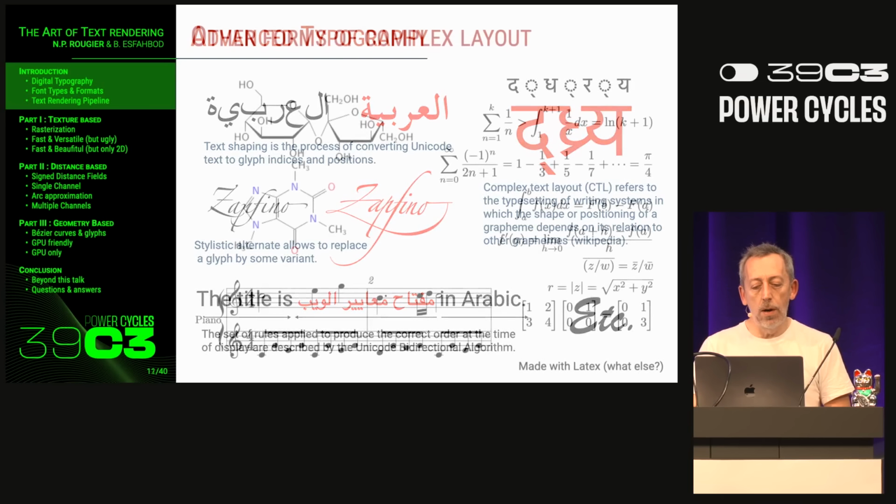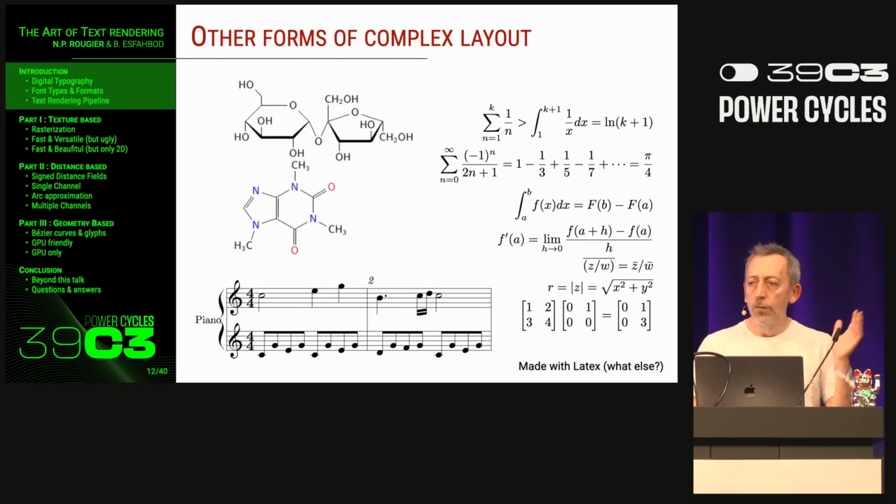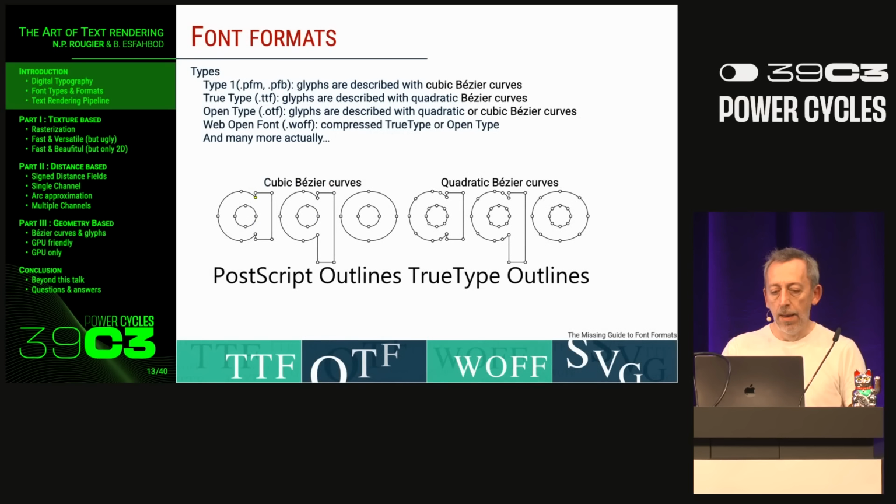So in the end, it's a lot of rules. And of course, you have other forms of complex layout. This morning, I'm only talking about text. But of course, you can render chemistry, mathematics, or music. And again, you have different rules. So now you have your text decoded. You have your font. And okay, what can we do with the font?